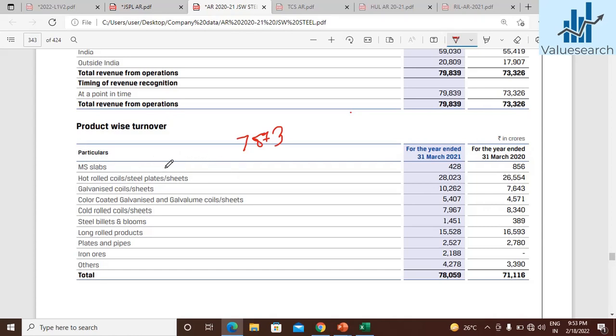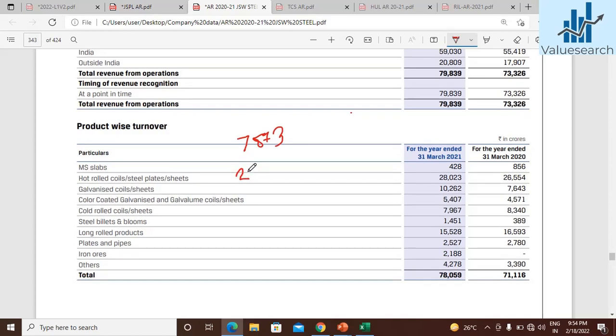And hot rolled coils or steel plates or sheets, let us just look at it. 28023 divided by 78059 multiplied by 7873. So here this figure is quite interesting. Here the result has turned out to be 2826.38. Now again let us look at this figure.